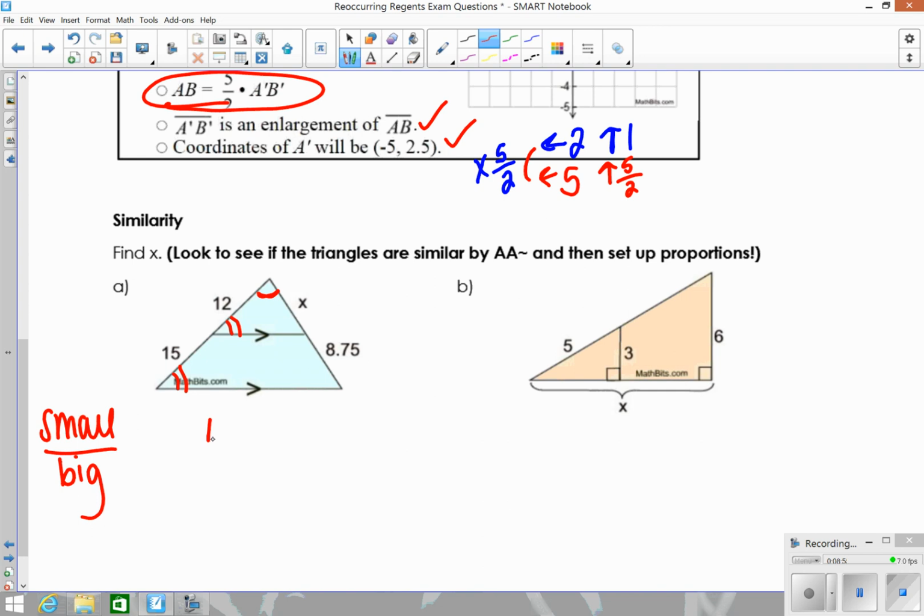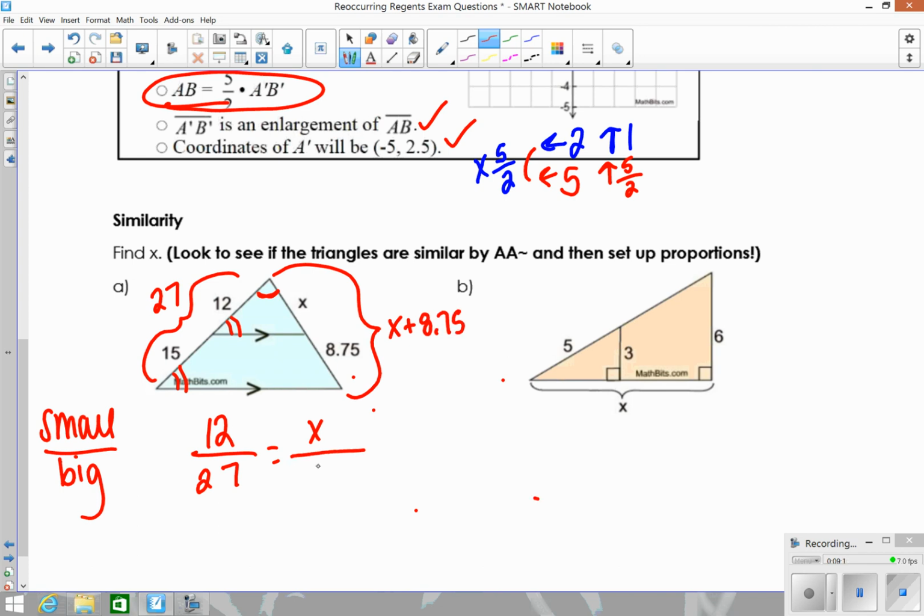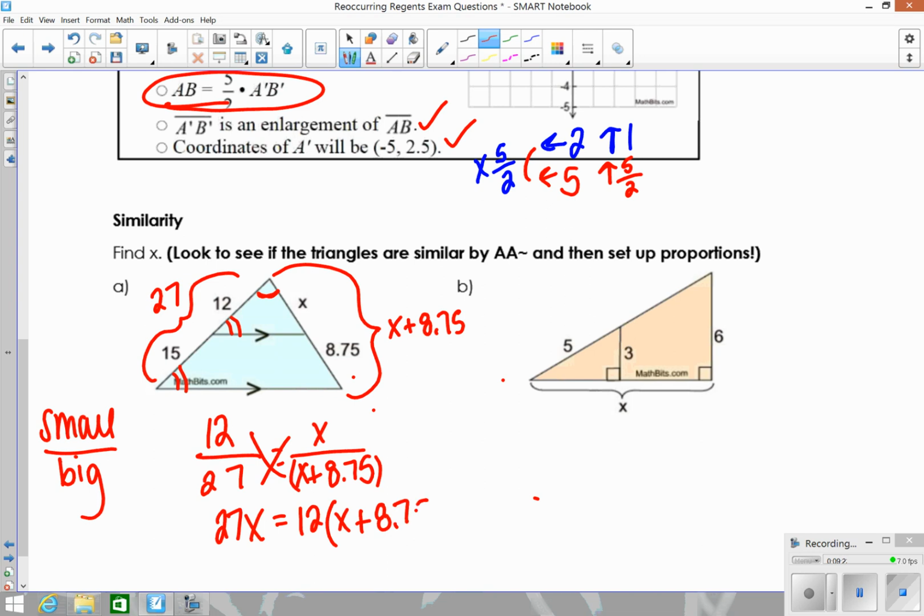So if I take 12 and I put that over the entire side, which is 27, and then I take x and I put that over the entire side, and then we can just cross multiply this and solve it. So we get 27x equals 12. Make sure this goes in parentheses, x plus 8.75.